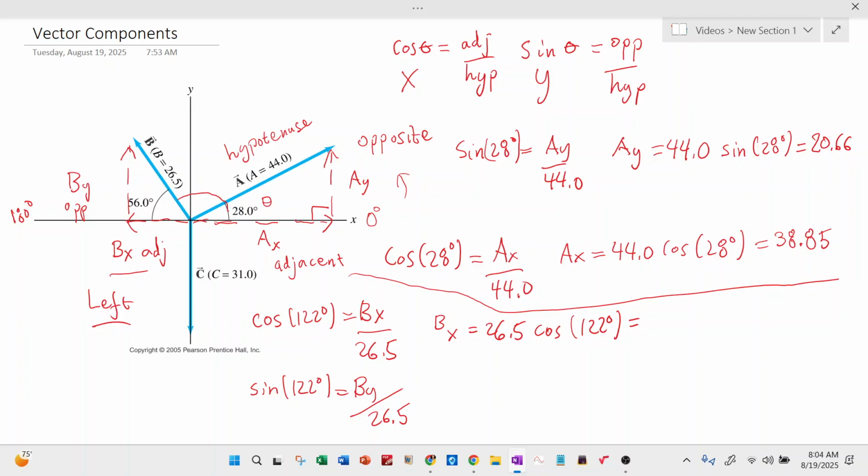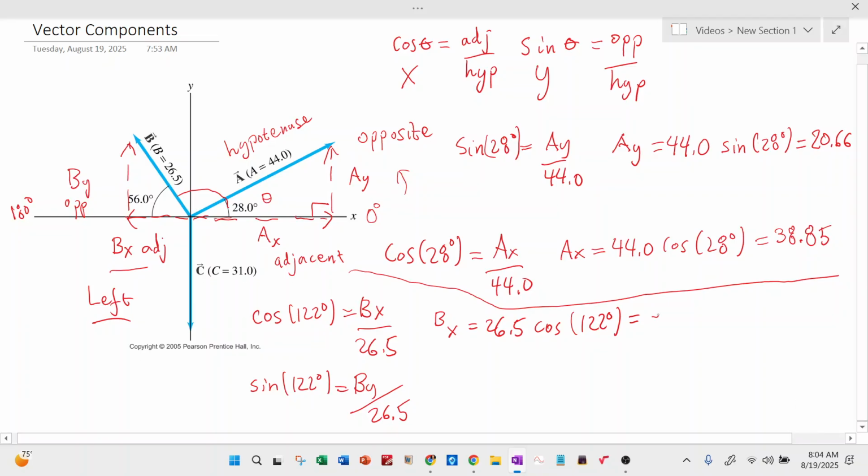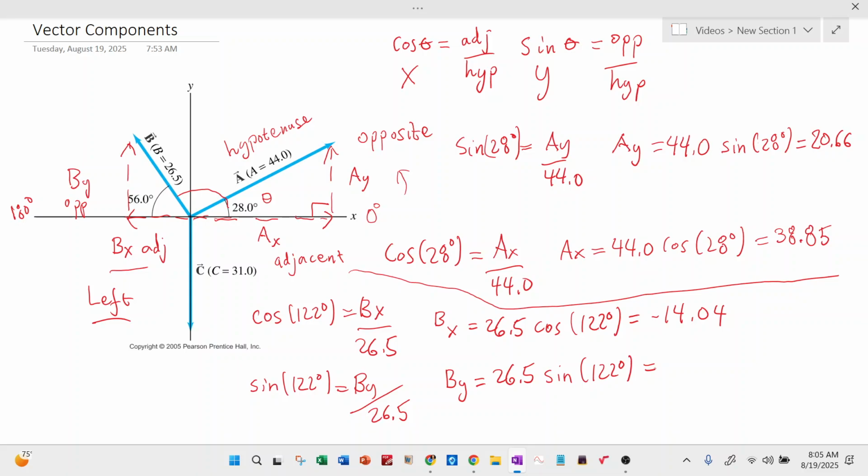And I get negative 14.043, which makes sense because it points left. So the calculator did the work for me and reminded me that it's negative. By equals 26.5 sine of 122 degrees, which is 22.473, so no need to round or anything, just leave it 22.47. So there are my scalar components of a vector in the first quadrant and a vector in the second quadrant.